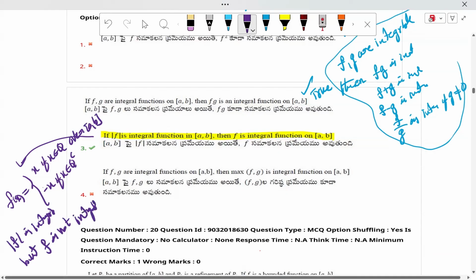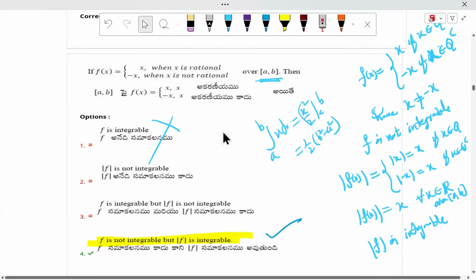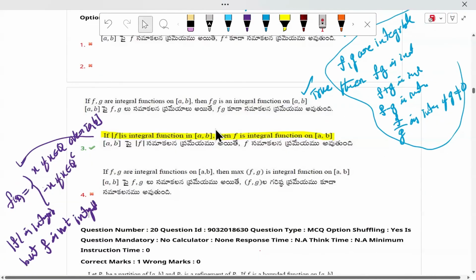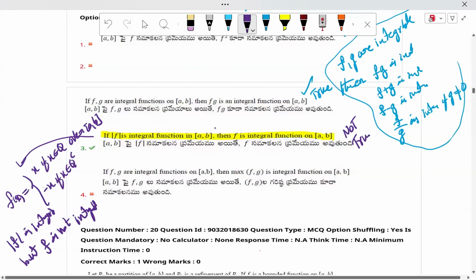ఆల్రెడీ ప్రీవియస్ ఎగ్జాంపుల్ చేసాం అంతే కదండి. ప్రీవియస్ ఎగ్జాంపుల్ అదే కదండి. mod f ఇంటిగ్రబుల్ అవుతుంది, f ఇంటిగ్రబుల్ కాదు. ఇక్కడ ఏమన్నాడు? mod f is ఇంటిగ్రబుల్ అయినంత మాత్రాన f ఇంటిగ్రబుల్ అవుతుందా? కాదు. దట్ ఈస్ ద రాంగ్ స్టేట్మెంట్. ఇట్ ఈస్ ద నాట్ ట్రూ. సో మన రైట్ ఆన్సర్ ఏమవుతుంది? ఆప్షన్ 3 ఇస్ ద రైట్ ఆన్సర్.